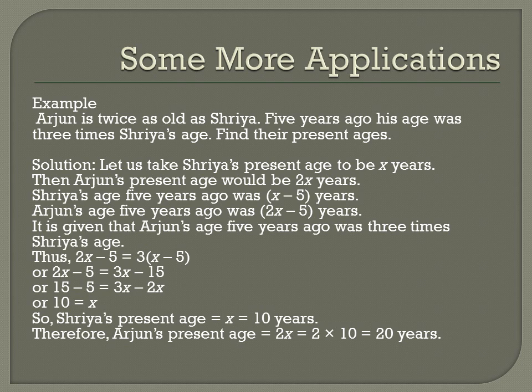Now let us write the equation by using the next condition. What is the condition given? 5 years ago, his age means Arjun's age was 3 times Shriya's age. Arjun's age 5 years ago was 2x minus 5. 2x minus 5 is equal to 3 times Shriya's age, that is 3 into x minus 5. Okay, we got the equation. Now easily we can solve this one. I hope you can solve it easily. Then we will get the value of x as 10. Therefore, we got the answer. Shriya's present age is equal to x, that's equal to 10 years. And therefore, Arjun's present age is equal to 2x is equal to 2 into 10 is equal to 20 years.